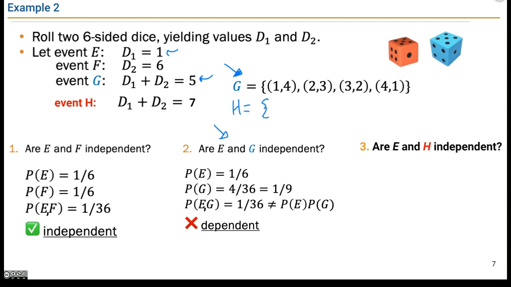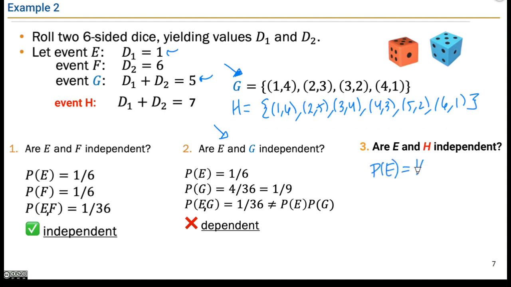I want you to think of the number of ways I could add up to 7. So I could get 1 and 6, 2 and 5, 3 and 4, 4 and 3, 5 and 2, 6 and 1. Aha, so there's something interesting about that because there happens to be exactly 6 ways that I can add up to 7. And why is that interesting? Well, notice my probability of E was 1/6, 6 out of 36. My probability of H now is also 1/6.